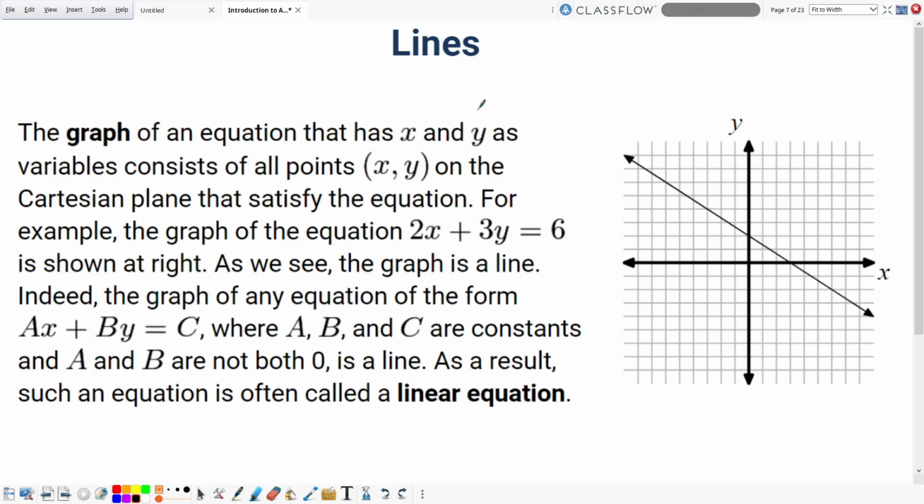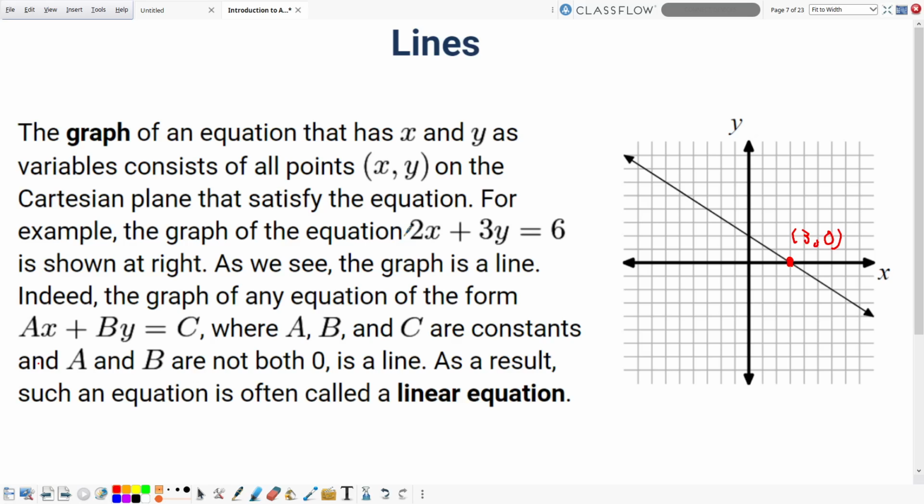Now, how do you know? Well, let's just take any point on this line. I'll start easy with, let me mark it in red, here. This point is 3 comma 0. So, how does that point work with the equation that we're given? 2x plus 3y equals 6.